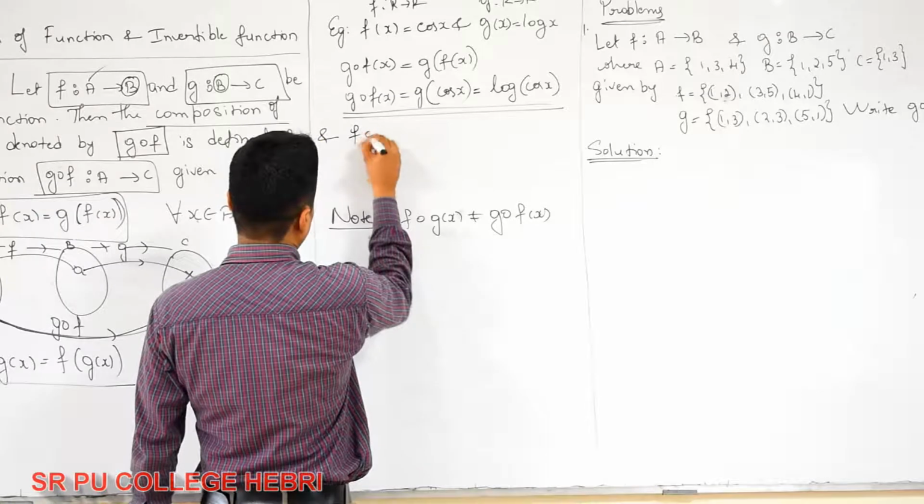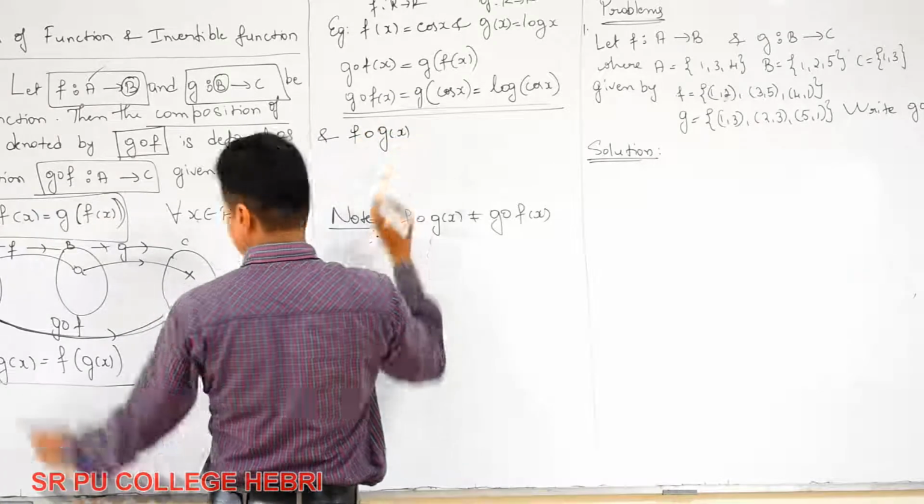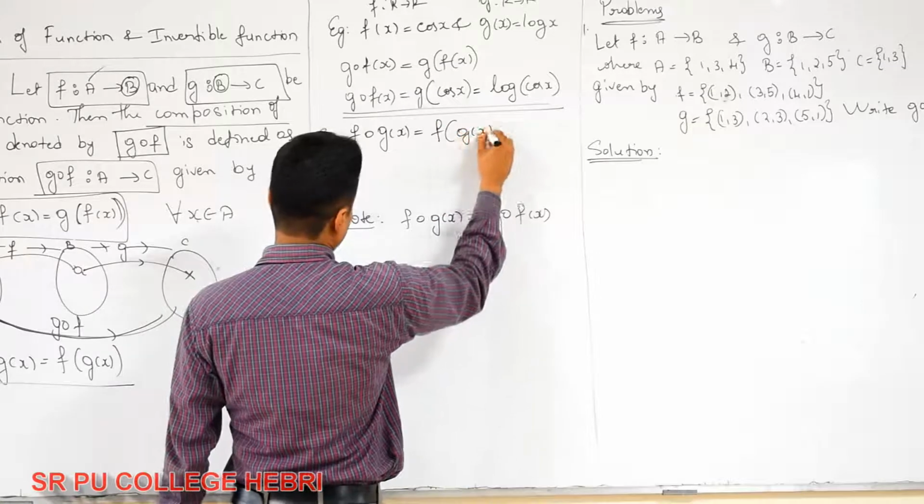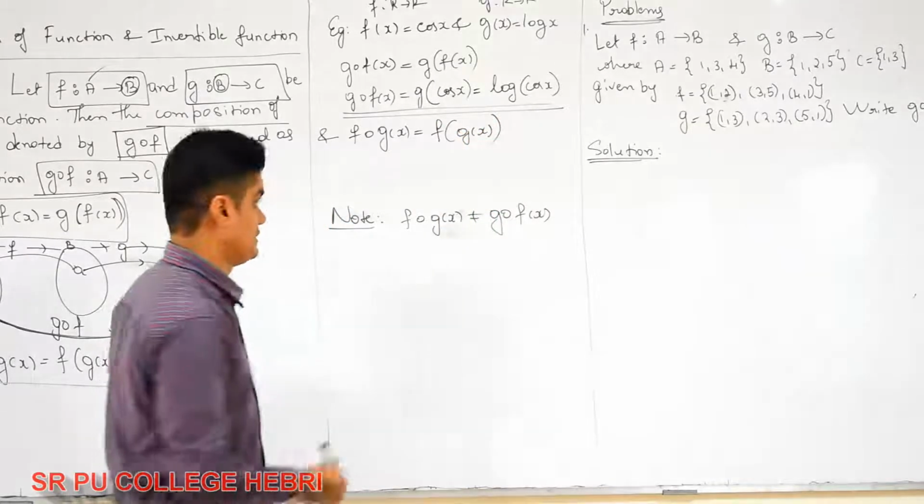Similarly, f of g of x, as this notation says, is f of g of x. Here, first g of x will be used.